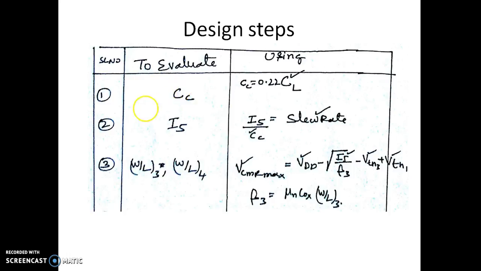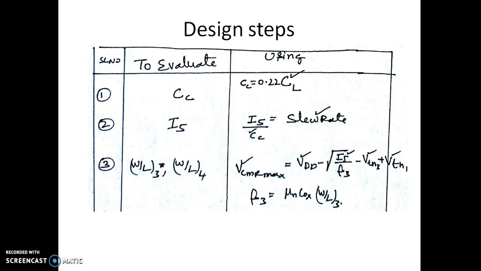After finding the compensation capacitance, we need to estimate the value of I5, that is the current through the MOSFET 5, which will decide the tail current of the differential amplifier. This can be estimated using the equation slew rate is given by I5 by CC. In the previous evaluation we have found CC, and the slew rate is one of the specifications given, so we can easily estimate I5. Once we are through with I5, we need to find the dimensions W/L of 3 and W/L of 4.